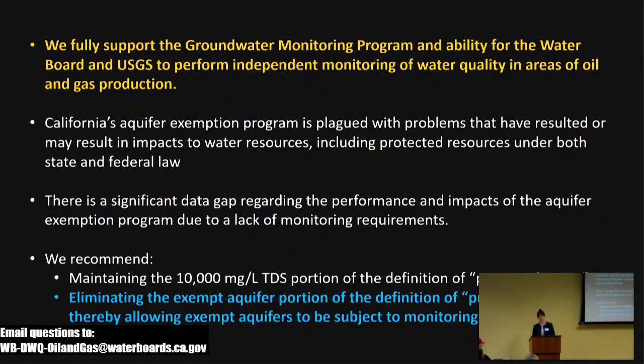That's under the EPA program and at least until recently under California's program. So our recommendation is to maintain the 10,000 milligrams per liter TDS portion of the definition, but to eliminate the exempted aquifer portion of the definition. And to be clear, monitoring and exempt aquifers may not always be appropriate or necessary, but we think the blanket exclusion from the definition of protected water is too broad. So I'll discuss some of the reasons why we think that is.